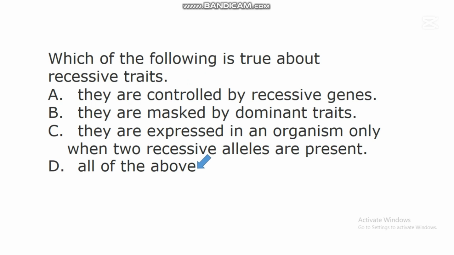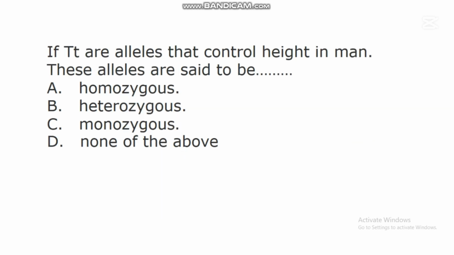There is what we call recessive traits. Recessive traits are those traits that are masked by the presence of dominant traits in an organism. And studies have shown that these traits are controlled by recessive genes and they are masked by the dominant trait, as we have said. They are expressed in an organism only when two recessive alleles are present.